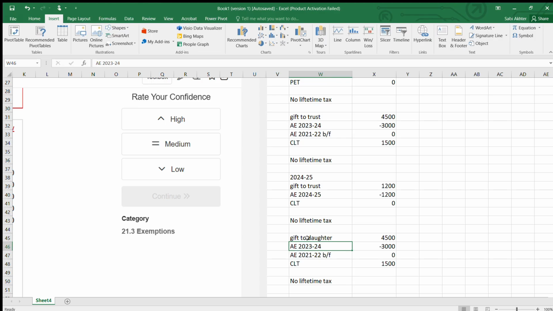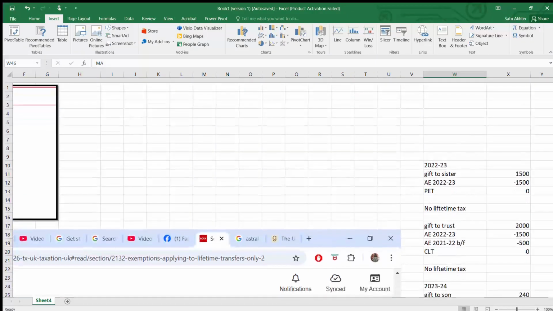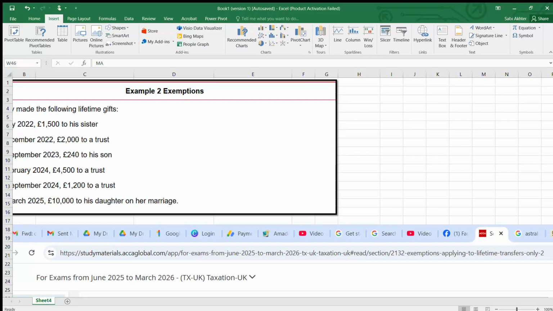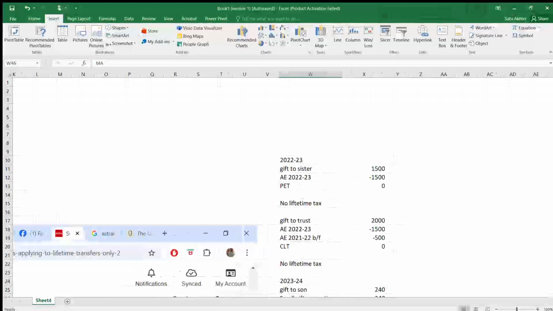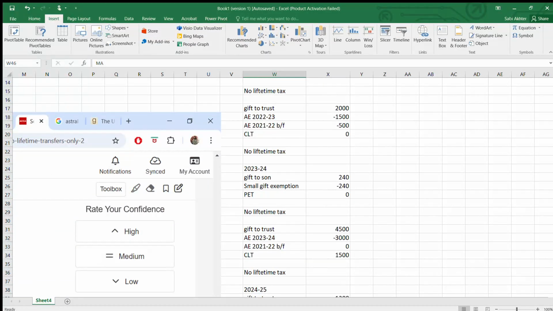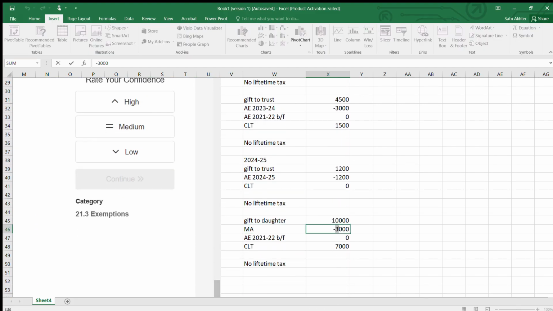So gift to daughter is 10,000. And now she can claim marriage exemption. Remember marriage exemption. How much? Who is gifting to whom? 10,000 to his daughter on her marriage. Okay. So up to 5,000 she can deduct because they are given to his daughter. 5,000.